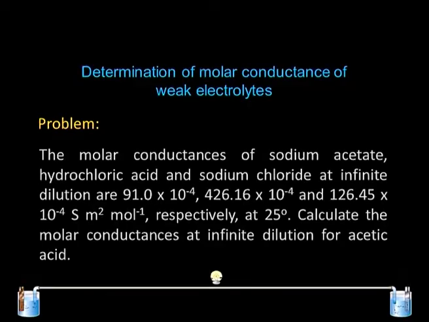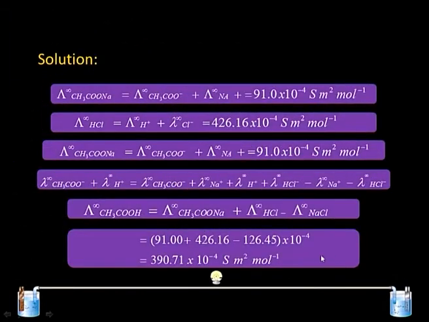One of the important applications is the determination of molar conductance of a weak electrolyte. We can see that the molar conductance of sodium acetate, hydrochloric acid and sodium chloride at infinite dilution are already provided. Because they are strong electrolytes, they can be obtained directly from the graph, but what remains to be determined is the infinite dilution value for acetic acid. How can we do that?